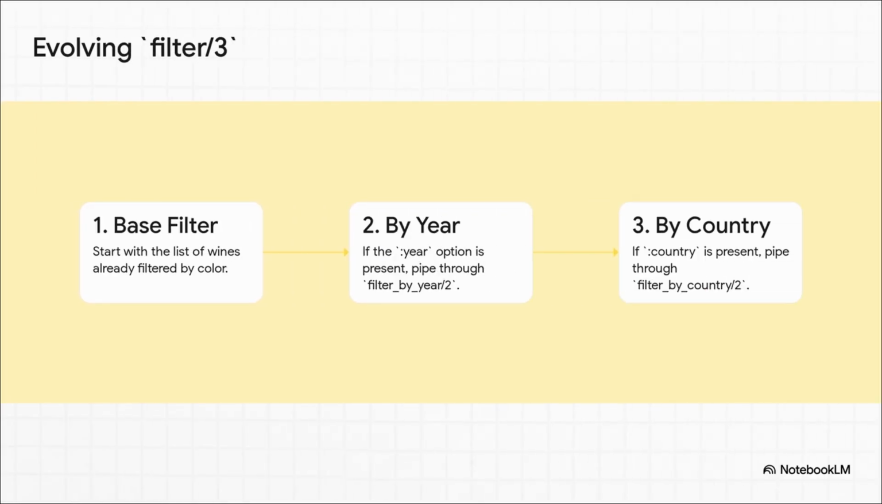And this right here is the solution. It's so elegant. We start with our base list of wines, already filtered by color. Then we just check the options keyword list. Is there a year key? Cool. We pipe our current list of wines into a filter by year helper function. Then we ask, is there a country key? If so, we pipe the result of that into the filter by country helper. It's like a chain of small composable transformations, all driven by what keys are in our options list. It's flexible, readable, and super easy to add more to later.